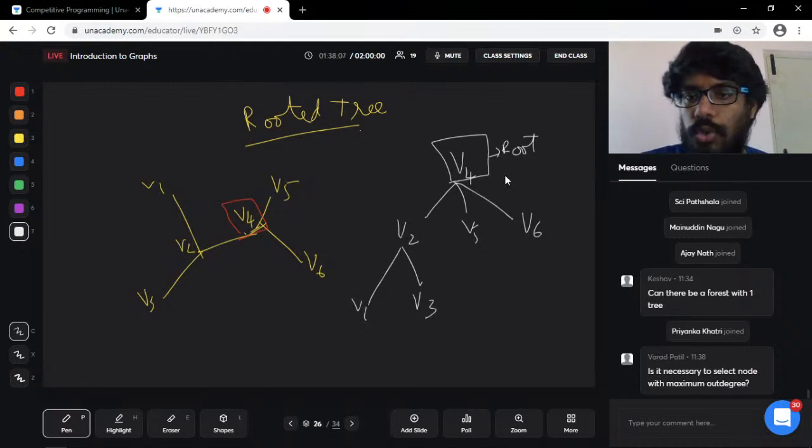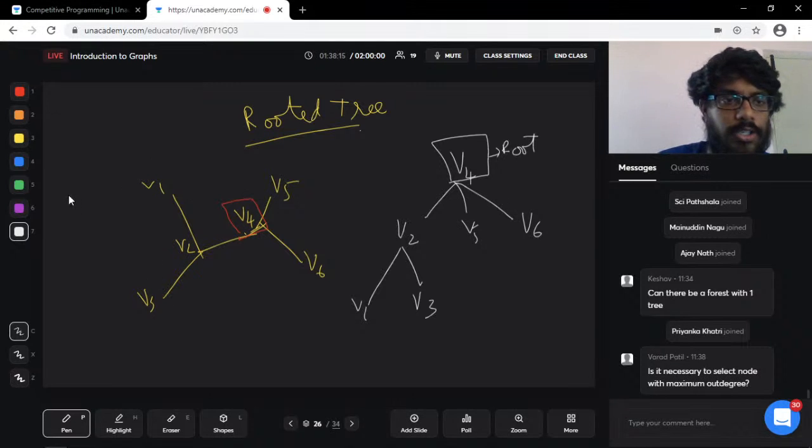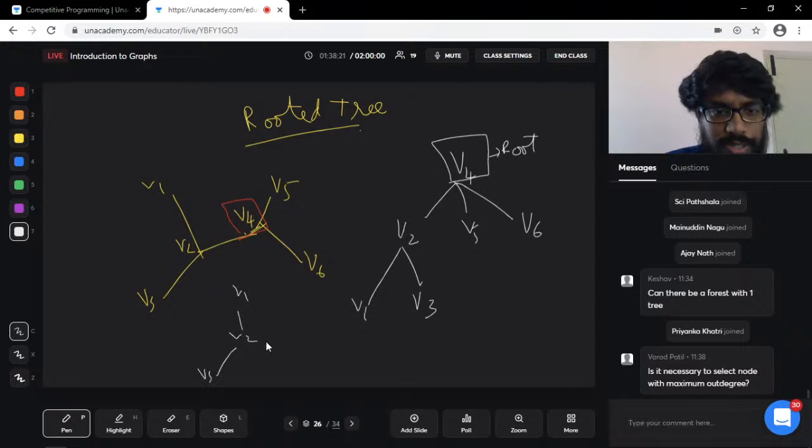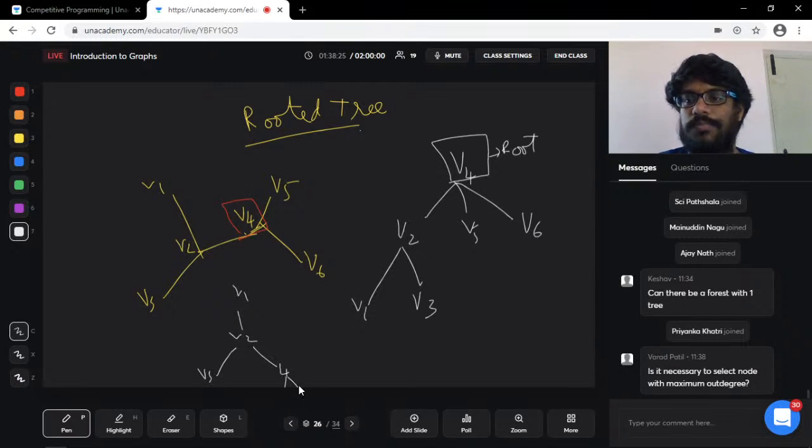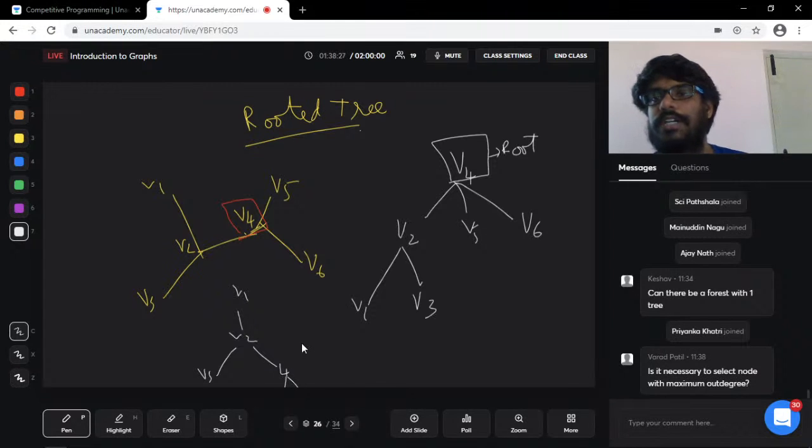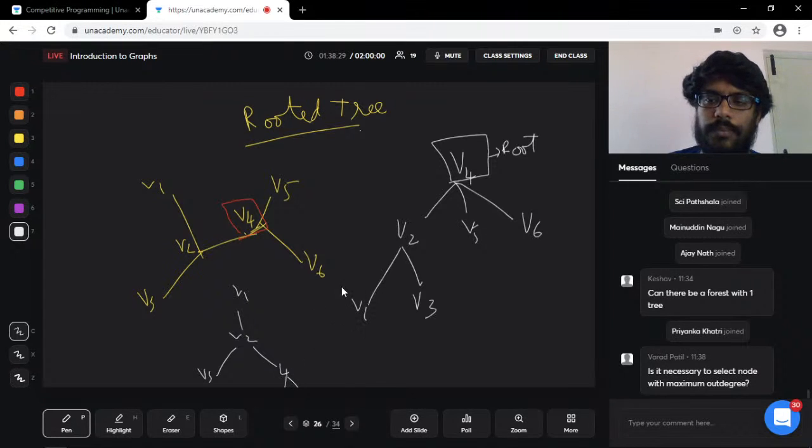Vinod, no, there is no necessity that we have to pick a node with maximum degree. I can root it on v1, and let's just do that. If I root it on v1, I'll get v1, then v2, v3, and v4, and beneath v4 I'll have v5 and v6. That is also a perfectly valid rooted tree.